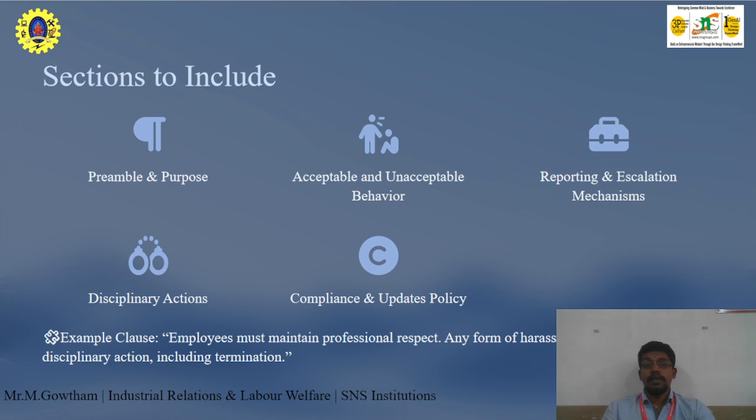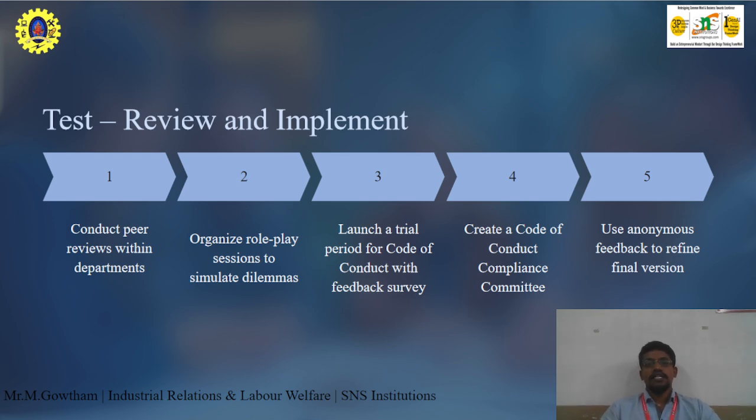What sections should be there? A preamble or purpose should be attached to the document, acceptable and unacceptable behavior, reporting or expression mechanisms, disciplinary actions, complaints, and policy updates. Finally, test it. Then the review and implementation process involves reviews and feedback from co-workers or other third persons, and role-play sessions, like a trial period for the code of conduct with feedback surveys. Then finally create a code of conduct compliance committee, and use the feedback to refine the final version.